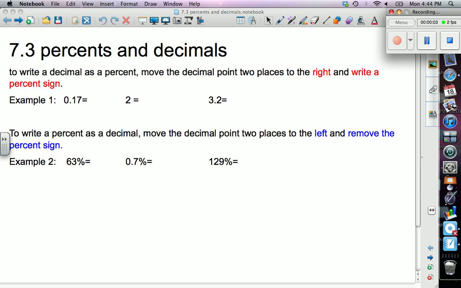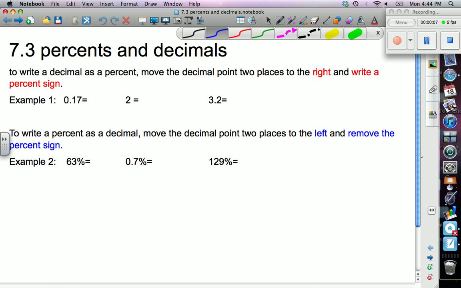This lesson is on 7.3, which is percents and decimals. So to write a decimal as a percent, we're going to move the decimal point 2 places to the right and add a percent sign because it's like multiplying by 100. So if we multiplied 0.17 by 100, we end up with 17%.